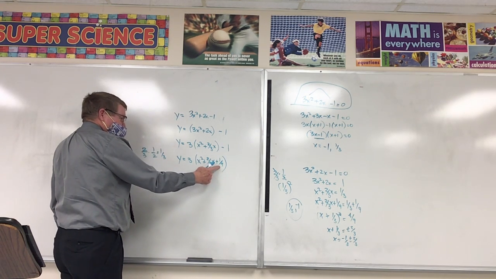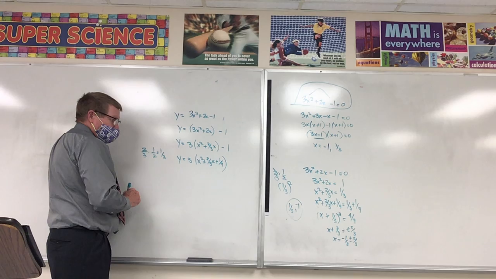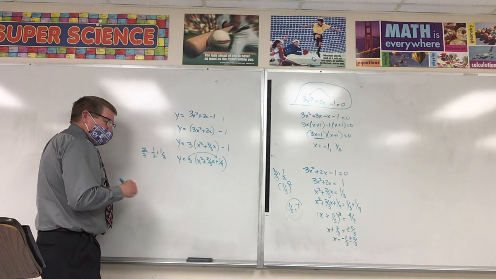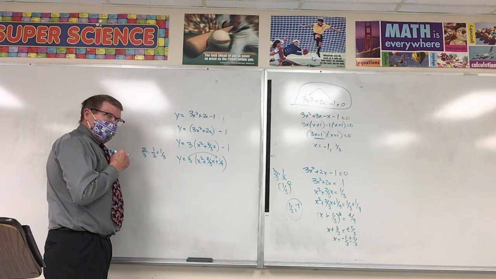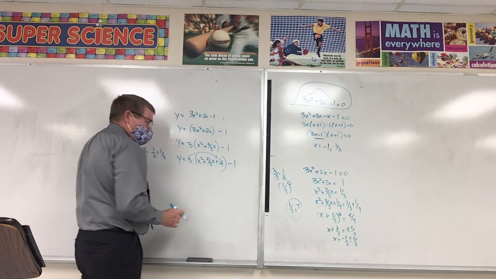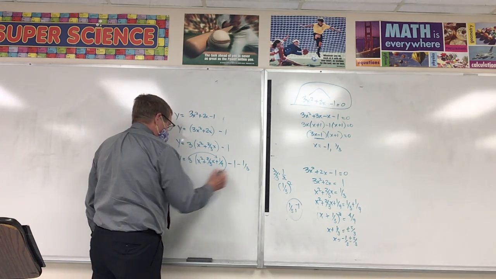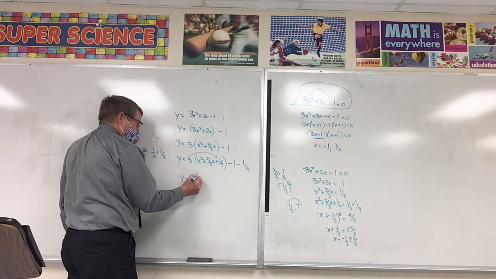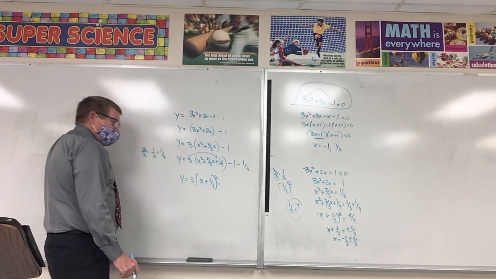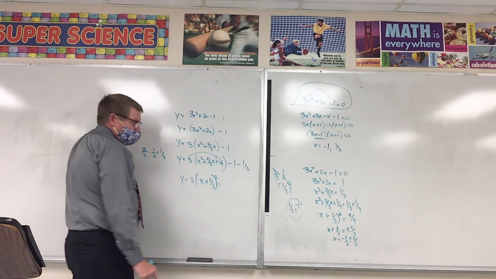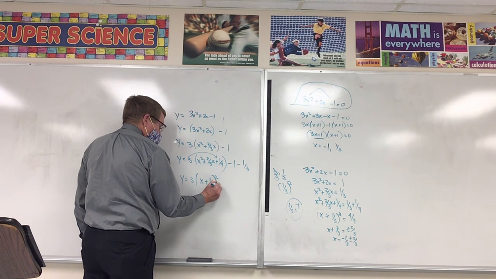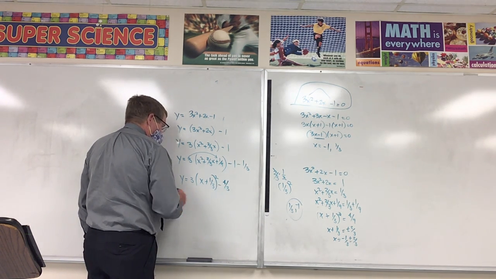So I added 1/9 inside, but I really added what? 3 times 1/9, which is 3/9, which is 1 over 3. So I added 1 over 3. So I really want to do what on the outside? Subtract 1/3. Correct. And 1 is the same thing as what over 3? Minus 1 over 3, which would be 4 over 3. So there's my vertex form.